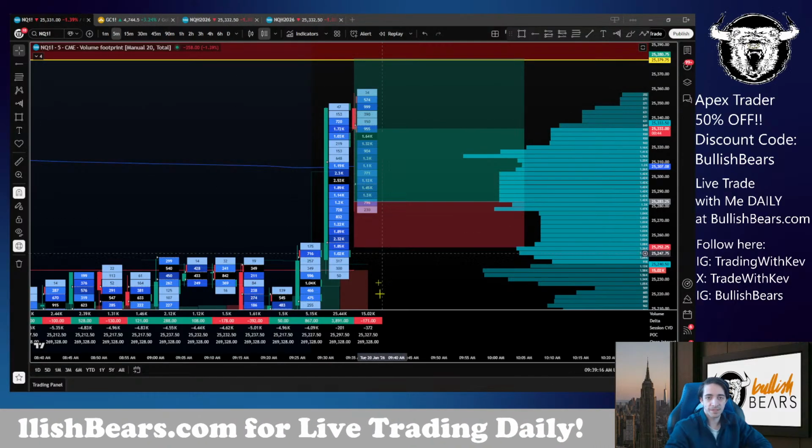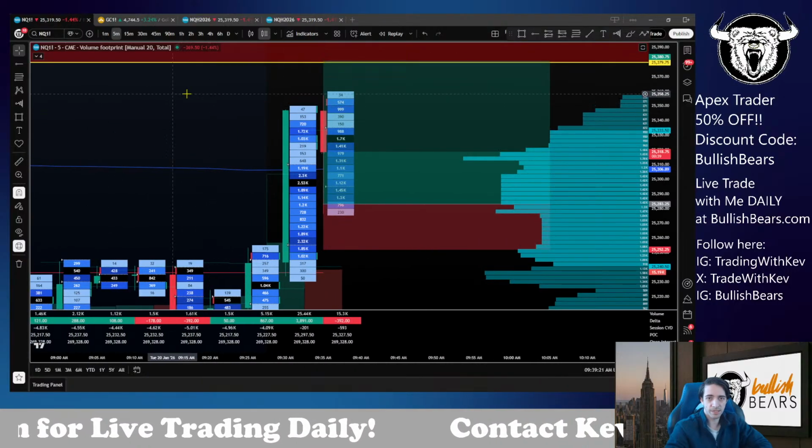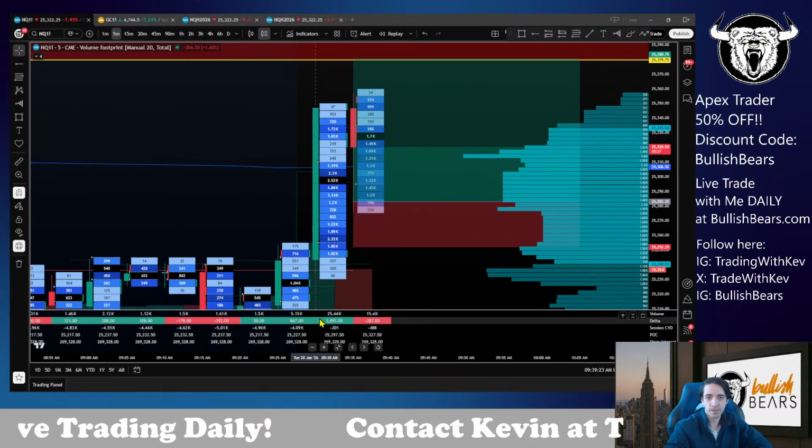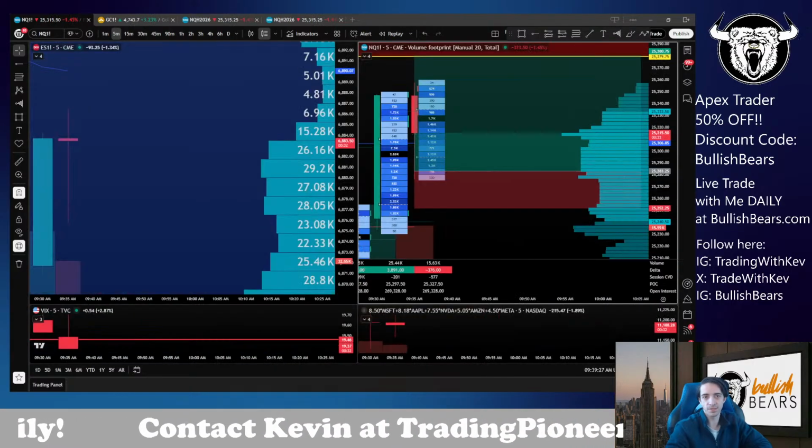45 seconds left. Negative delta though. Negative delta a little bit concerning, but I do like that point of control trying to move higher. So I'm just going to be patient on this. Let the last 35 seconds close out here.